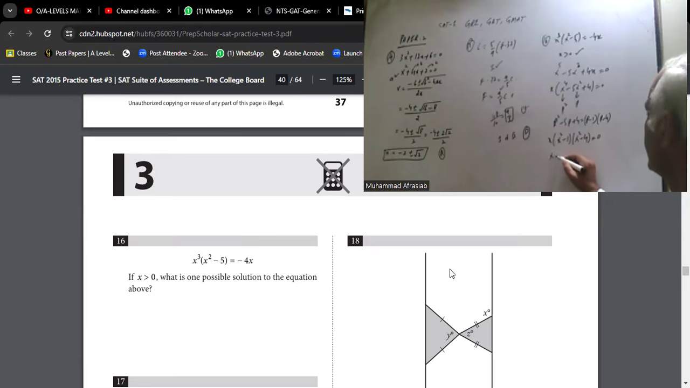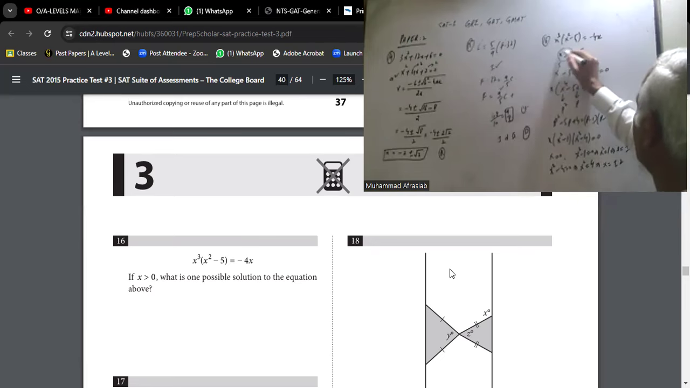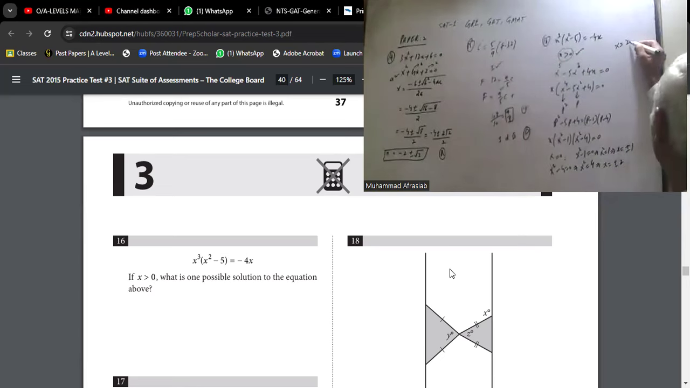So x is equal to 0, but x is not 0. So x squared minus 1 equal to 0, so x squared is equal to 1, so x is equal to plus or minus 1. And x squared minus 4 equal to 0, so x squared is equal to 4, or x is equal to plus or minus 2. So the values of x which are greater than 0 are only 2 and 1. So 1 and 2 are the values for this x, when x is greater than 0.